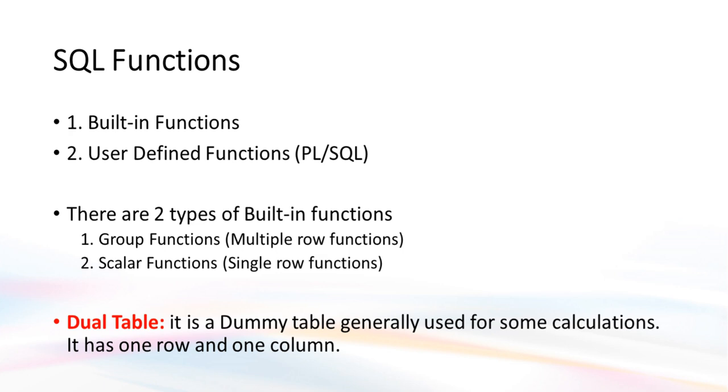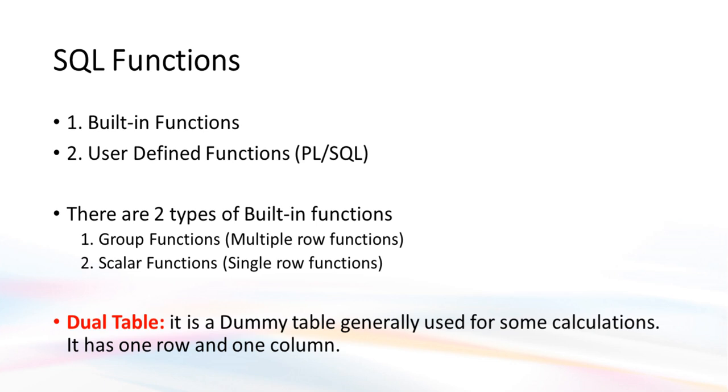Now again, the built-in functions are divided into two categories: group functions and scalar functions. Group functions work on multiple rows, and scalar functions work on a single row. Now in Oracle there is a table called the dual table. It contains only a single row and a single column. If you want to use these functions, we can make use of the dual table. Basically it is a dummy table.